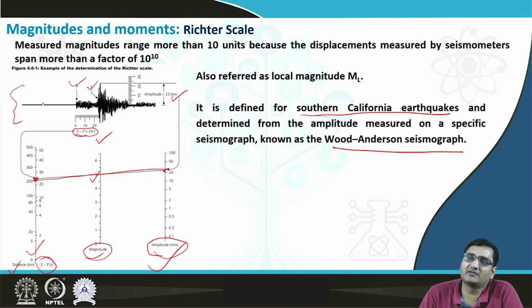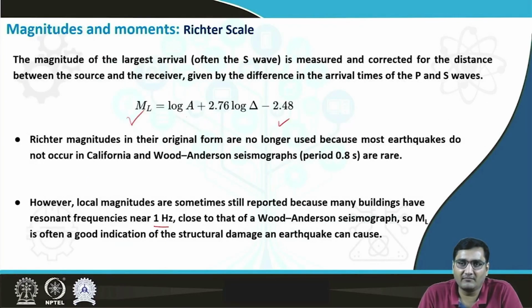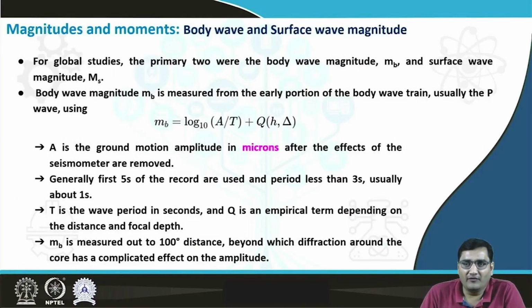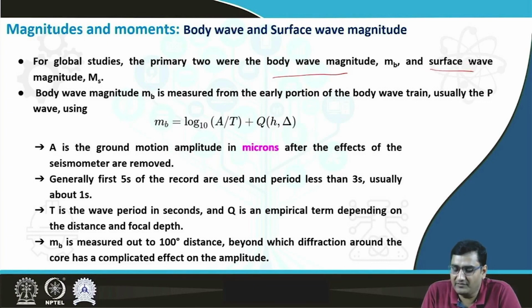Another drawback of this magnitude scale is that it is for a specific seismograph, the Wood Anderson seismograph, and having a Wood Anderson seismograph these days is quite rare. For global studies, if we want to find out the magnitudes, then the body wave magnitude and the surface wave magnitude are preferred. Body wave magnitude is written as small m with subscript b, and surface wave magnitude is represented by capital M with subscript s.